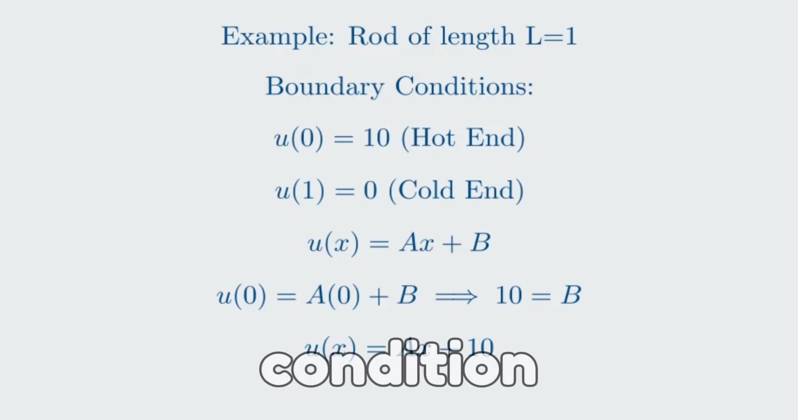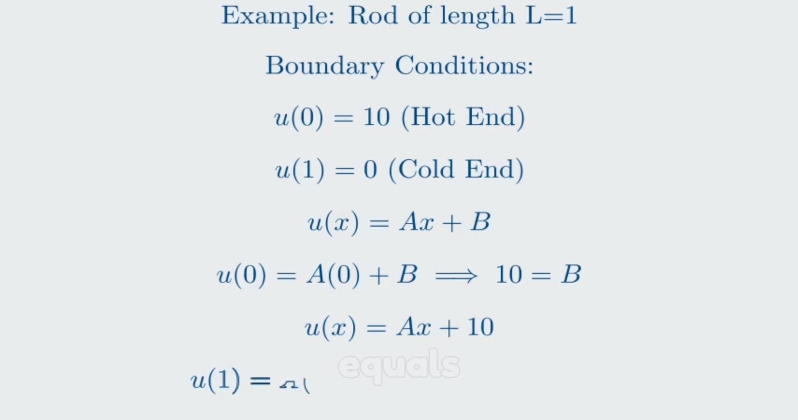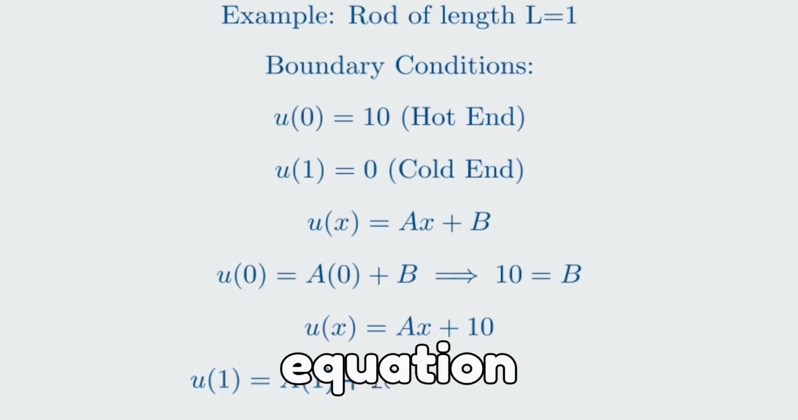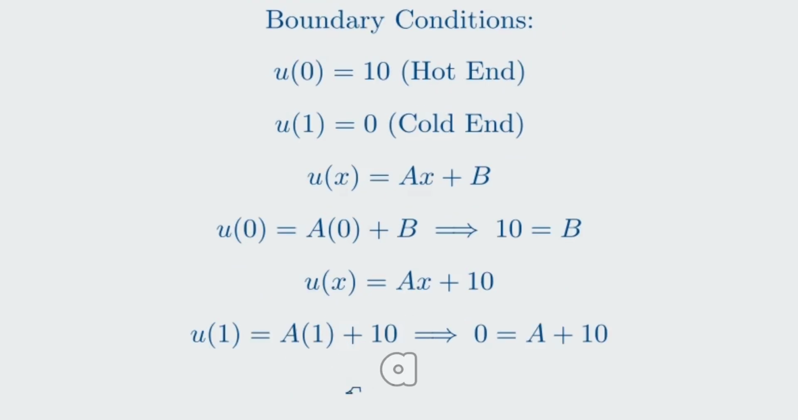Next, let's use the condition at x equals 1. We substitute u equals 0 and x equals 1 into our updated equation. This gives us 0 equals a times 1 plus 10. Solving for a, we find that a must be negative 10.